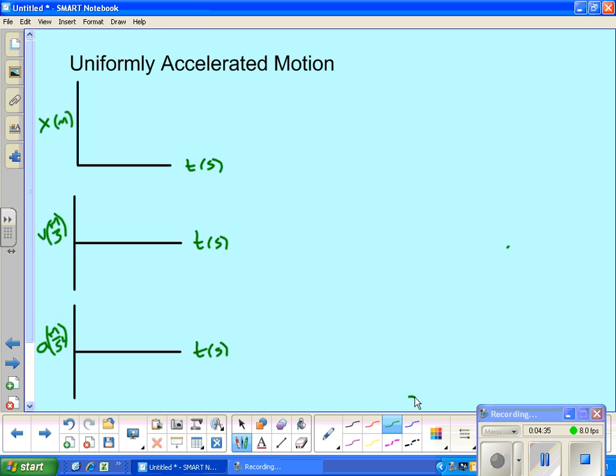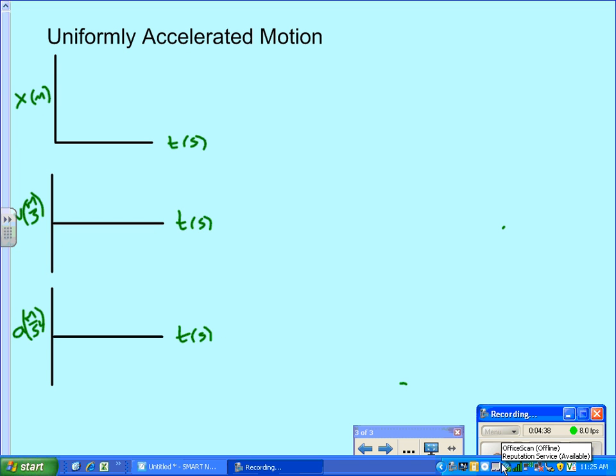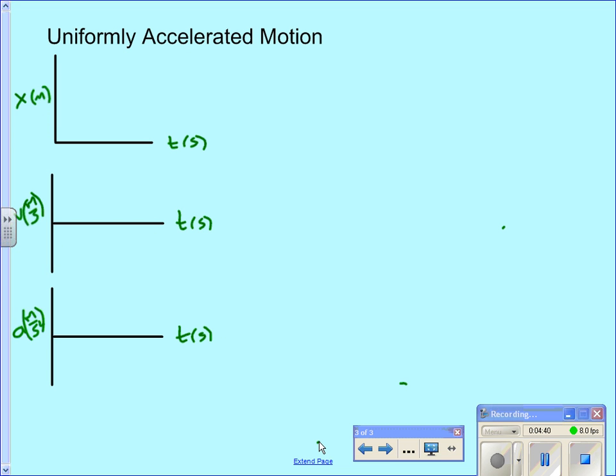Okay, so let's take a look. Sorry about that. Let's take a look at uniformly accelerated motion. So we'll consider only the case where it's accelerating in a positive direction. If you remember that, position versus time was no longer a straight line. It was a curve whose slope is progressively becoming steeper and steeper. Velocity versus time was no longer horizontal.